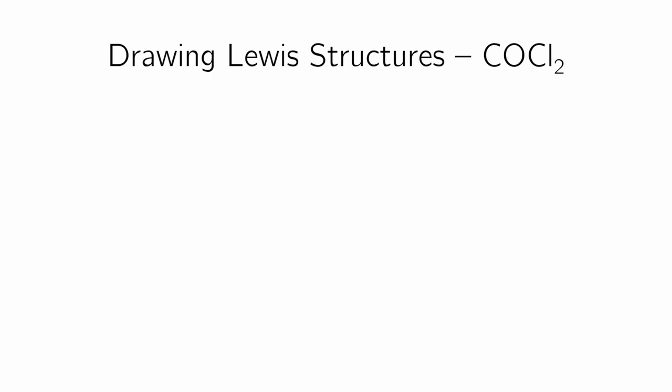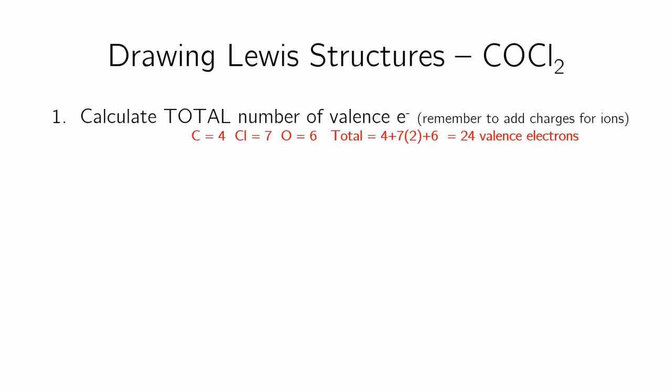Okay, let's look at COCl2. All right. Let's take the total number of valence electrons, and this is not an ionic type thing, so I don't have to add charges. C has 4, Cl has 7, and O has 6. So for a total of 4 from the carbon, 14 from the 2 chlorines, and 6 from the oxygen, I have 24 to distribute.